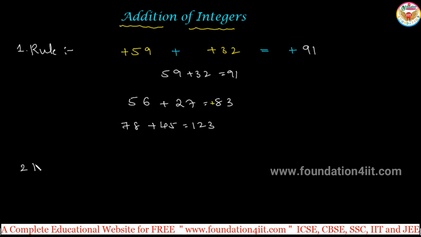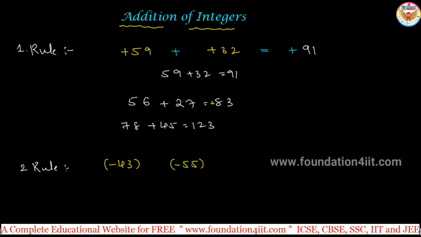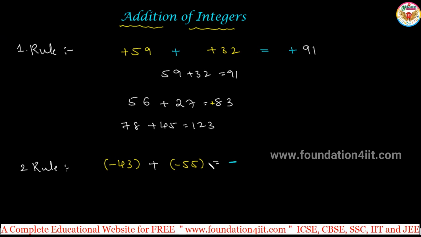And the second rule: when both integers are negative, like minus 43 is a negative integer and minus 55 is a negative integer. When you want to add both, do normal addition and assign the minus sign to the result. So we are supposed to keep the negative sign for the answer. Negative 43, negative 55, we are going to do addition.